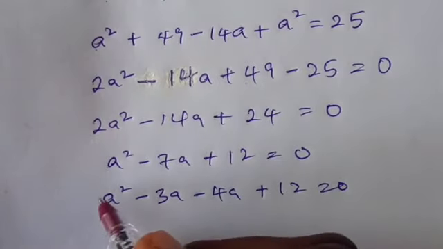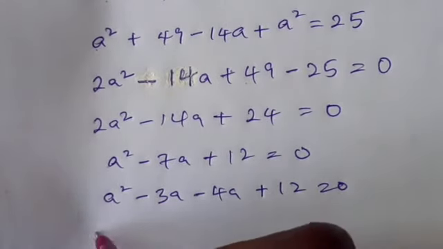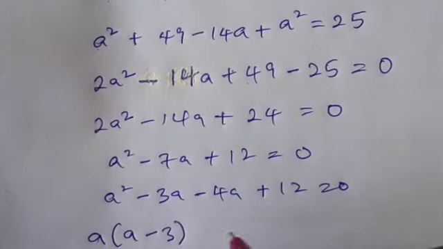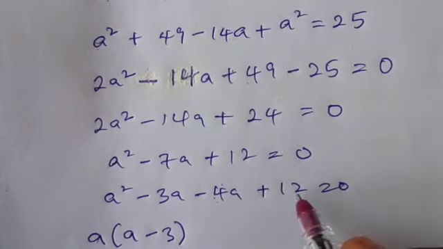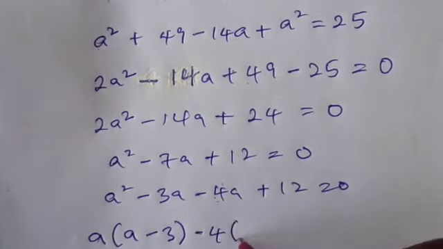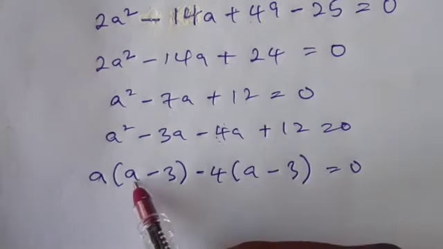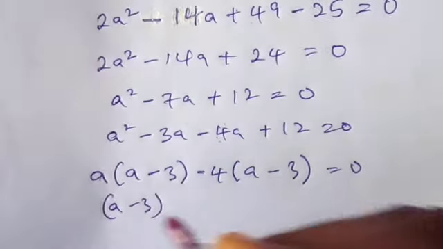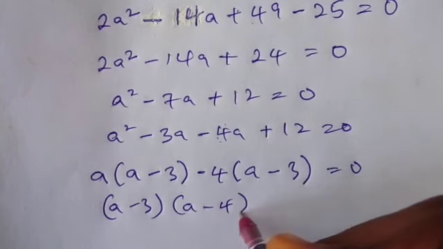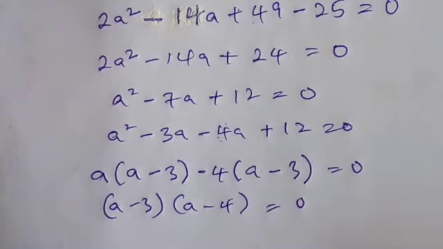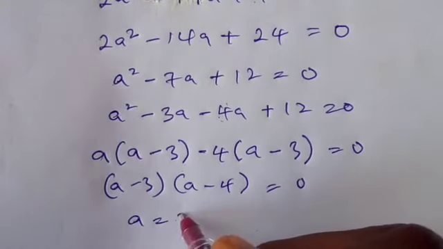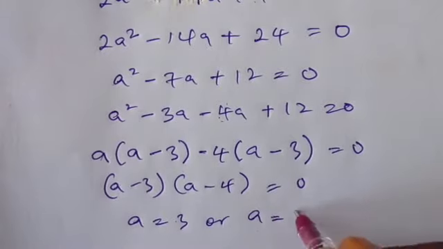Now let's factorize out a from this one. We have a into bracket a minus 3. Now let's factorize minus 4 from this, that is minus 4 into a minus 3 equals 0. Let's factorize a minus 3 out of this, that is a minus 3 into a minus 4 equals 0. So our value of a will be a equals 3 or a equals 4.